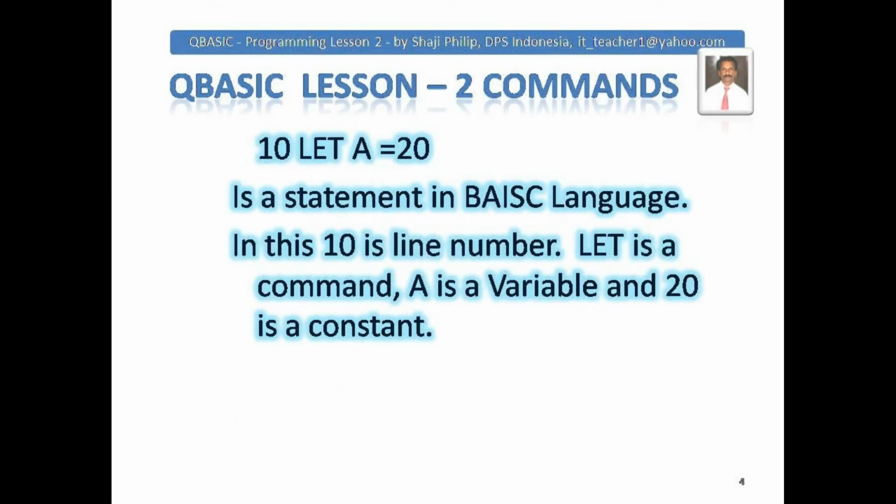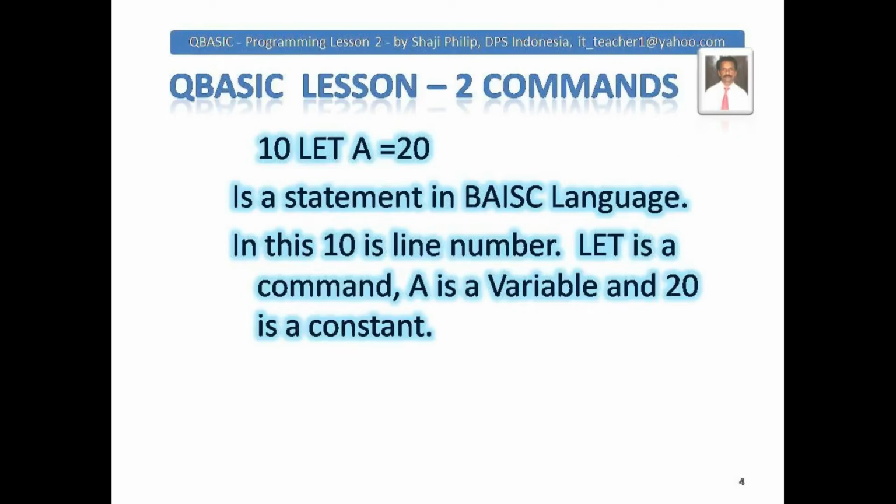Usually we will give the lines 10, 20, 30, 40 in that order in steps of 10. So if you want to give this command as a statement in QBasic editor, you have to give it like this: 10 let a equal to 20. This is a valid statement in BASIC language. This 10 is the line number, let is a command, a is a variable and 20 is a constant.